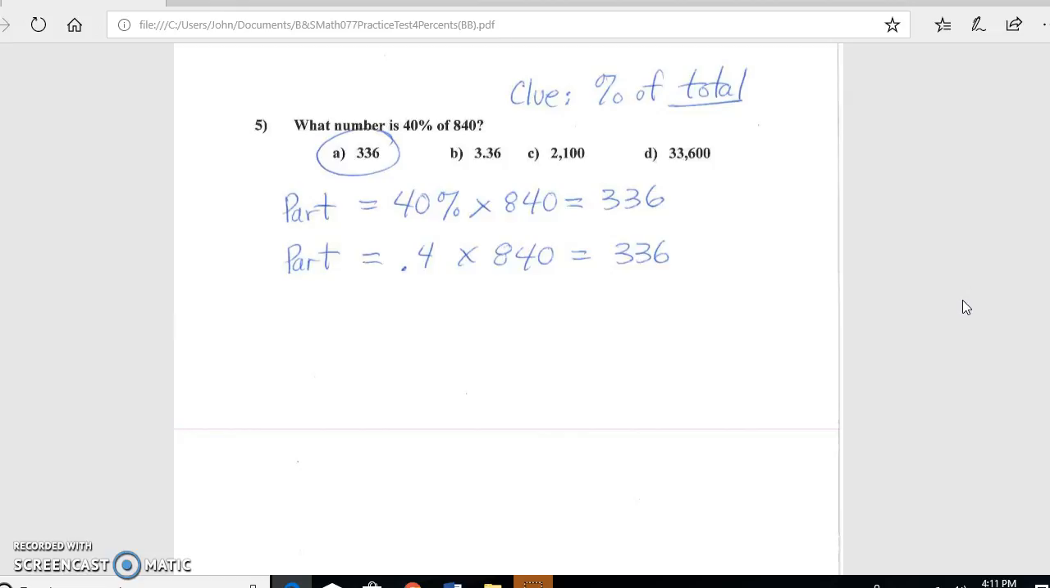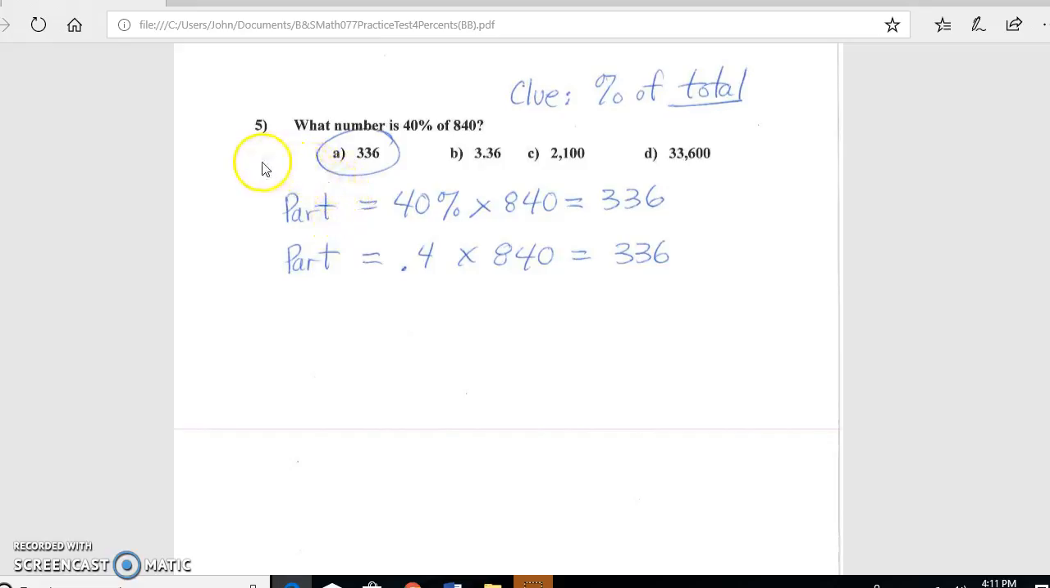Are we looking for the part, the percent, or the total? We know that we are not looking for the percent because we have the percent given to us in the problem. And then an important clue is that whenever we see the words percent of in the problem, that's followed by the total. So here we see percent of, and that's followed by the total, which is 840. So we have the percent, we have the total, and that means that we must be looking for the part.